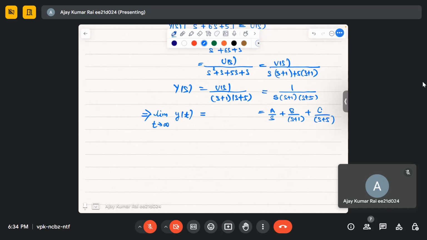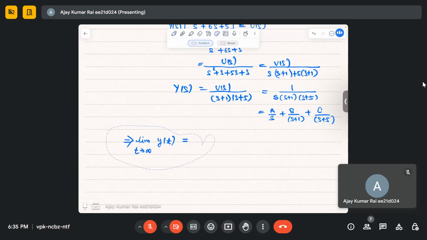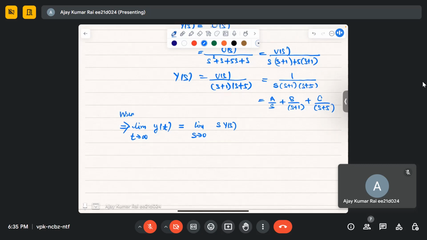That is also fine. So I was asking you, you have studied about theorems, right? Initial value theorem and final value theorem. So we can apply s tends to 0, s into y of s. We don't have to find the y of t. In the Laplace domain we can find it out. Let me write using final value theorem. That is also correct. Do you remember this from the first week?